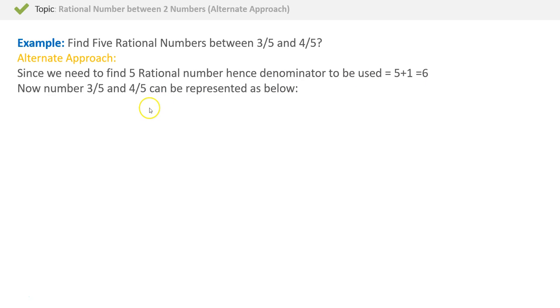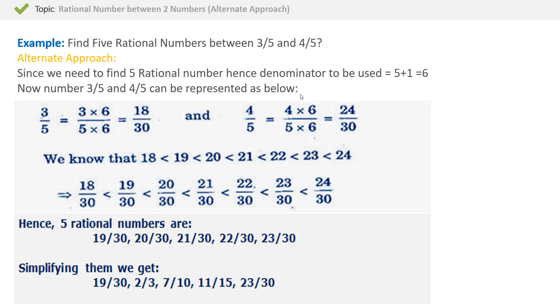Now, the numbers 3 by 5 and 4 by 5 can be represented as below. I can represent 3 by 5 as 3 multiplied by 6 divided by 5 multiplied by 6, which gives you 18 by 30. And 4 by 5 can be represented as 4 multiplied by 6 divided by 5 multiplied by 6. I am actually multiplying and dividing by 6, which gives me 24 by 30.